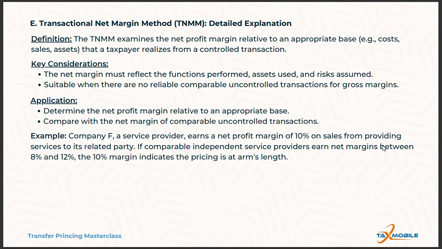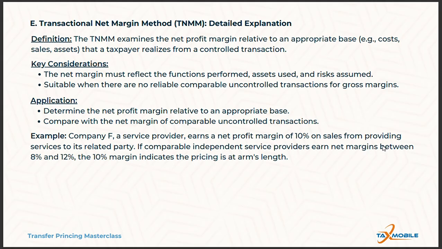A subsidiary provides IT support services to its parent company. Independent IT companies in the same region typically earn a net profit margin of 8%. If the subsidiary's margin is 5%, an adjustment might be needed to reflect the arm's length margin of 8%.